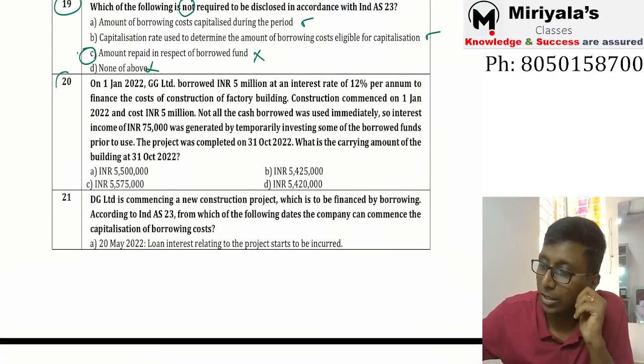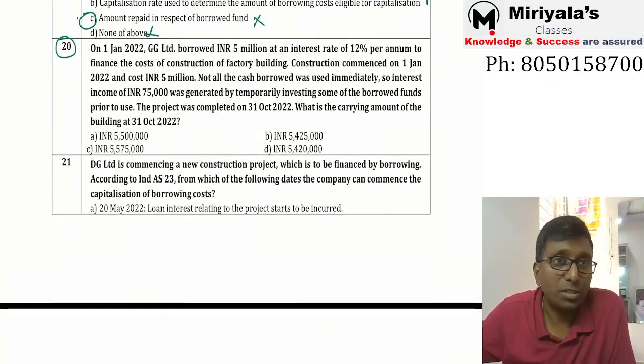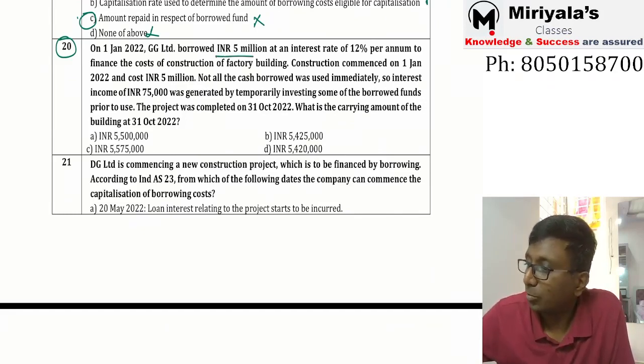Right. Look at the 20th sum. On 1st January 2022, GG Limited borrowed 5 million rupees at an interest rate of 12% per annum to finance the cost of construction of the factory building. Construction commenced on 1st January 2022. Cost 5 million. Not all the cash borrowed was utilized immediately, so interest income of 75,000 was generated by temporary investment of funds. Simple question. Correct. Now the project was completed on 31st October 2022.